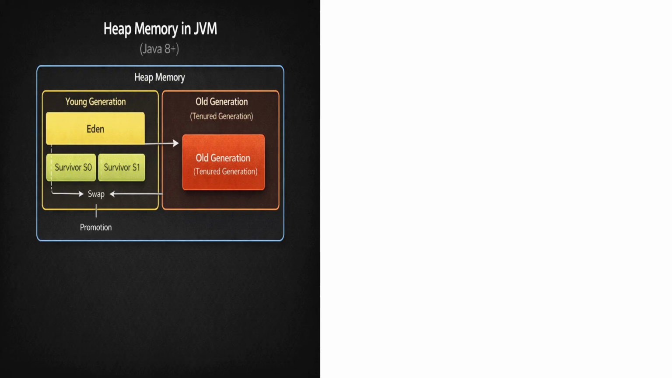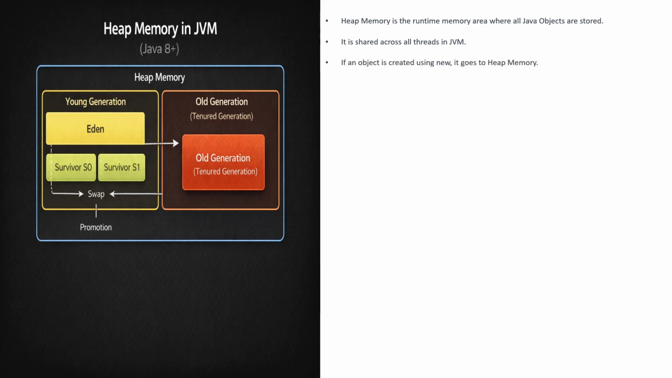Now let's see the first component, heap memory. Heap memory is the runtime memory area where all Java objects are stored. It is shared across all threads in the JVM. If an object is created using the new keyword, it goes to the heap memory. Heap memory is divided into two categories, young generation and old generation. You can see here it is divided into two categories. This is young generation and this is old generation.